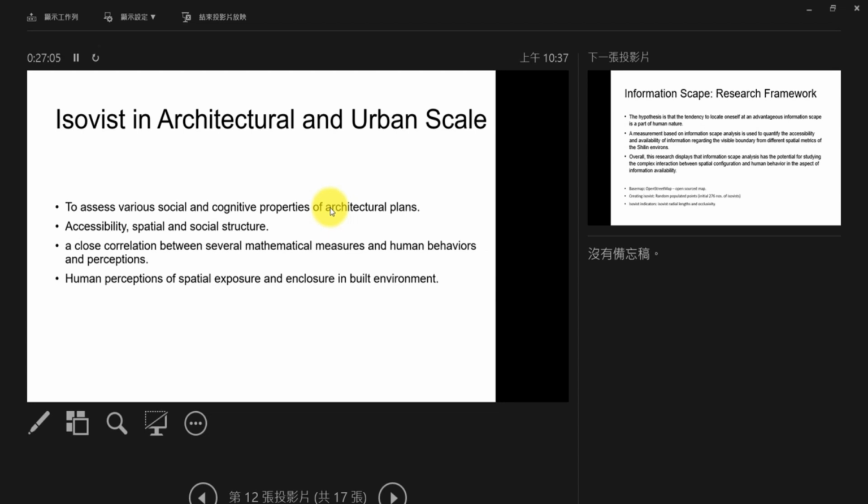One of the benefits of this study is that you can interpret the mathematical measure statistically, with numerical values, against human behavior. The next thing is you can study human perception of spatial exposure and enclosure in the built environment.